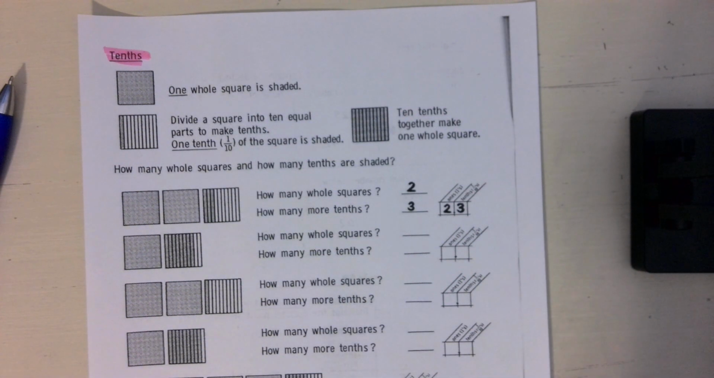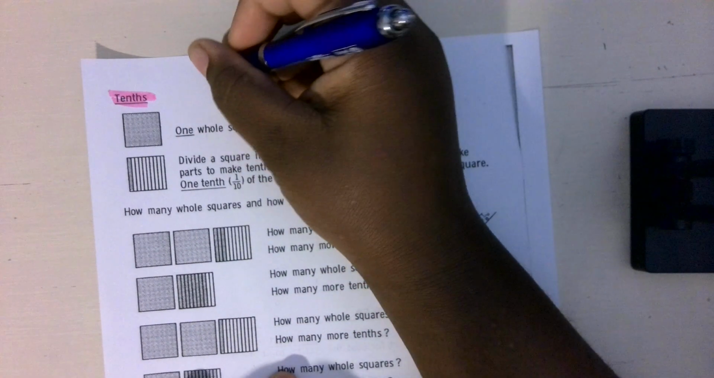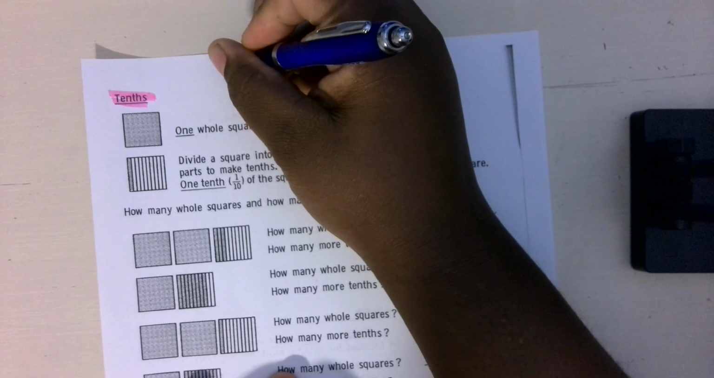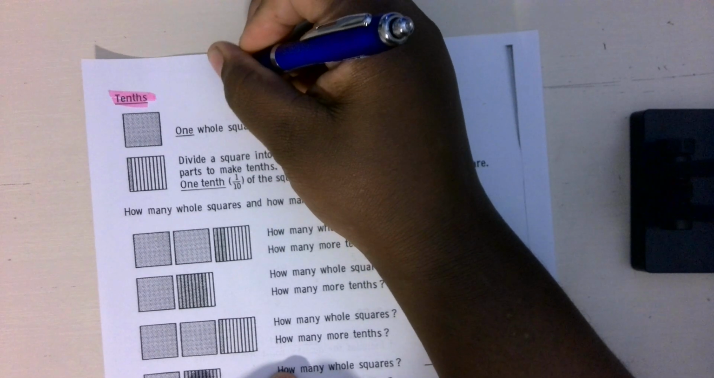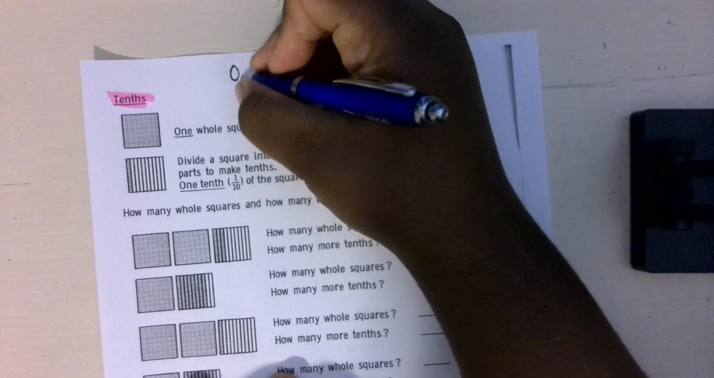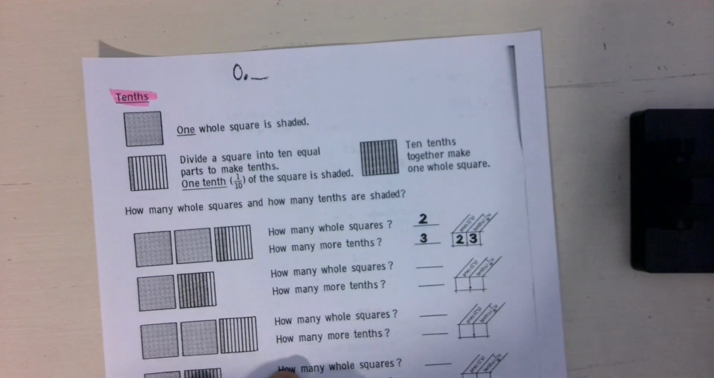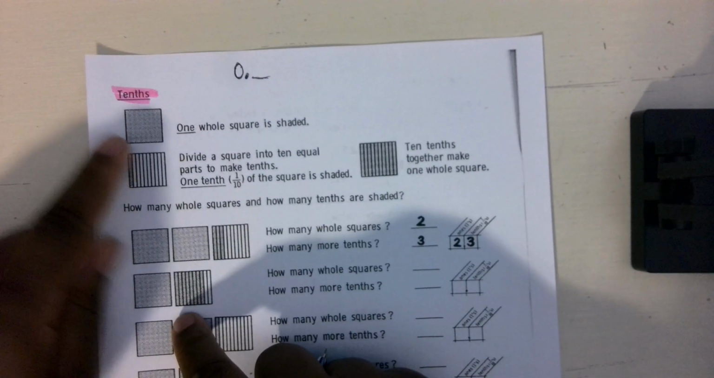Now we're going to take a closer look at tenths. Similar to tens, tenths are spelled with a single zero, but it's a zero for the whole number part, the decimal point, and then the number of tenths. So let's look at tenths.